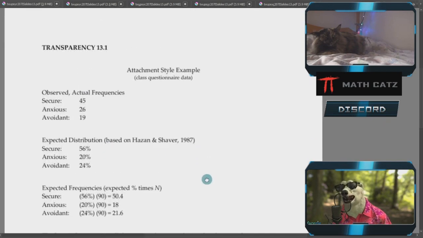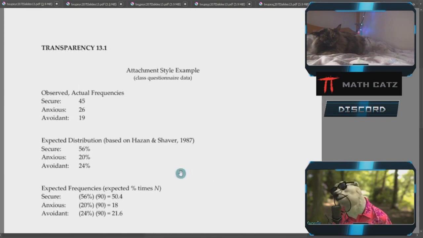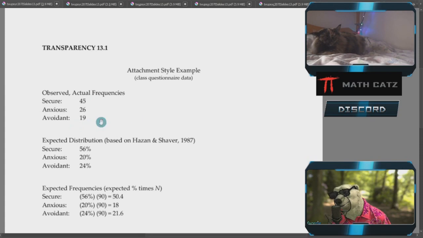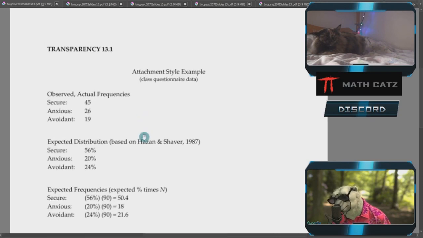So what we're going to do is we're going to see, well, based on our 90, if we add these up, I add those up and I get 90 people in my survey.